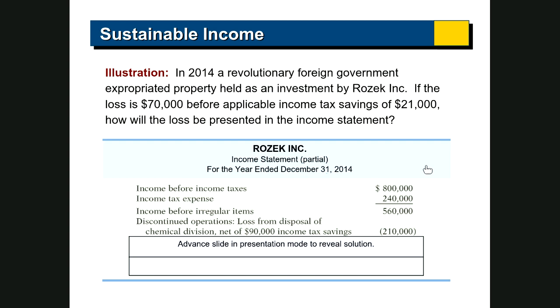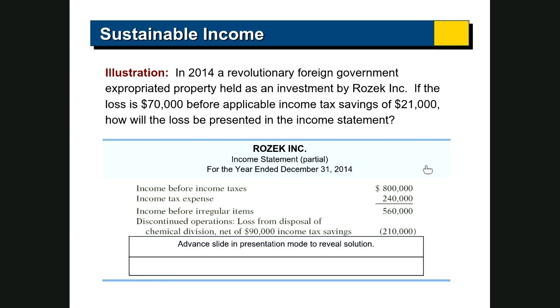It says in 2014, a revolutionary foreign government expropriated property held in investment by Rosec Incorporated. If the loss is 70,000 before applicable taxes, then how will the loss be presented? So a foreign government took something from them, and because of that, they suffered a loss, right? So again, this is an extraordinary item. This does not happen regularly. This does not happen on a regular basis. Therefore, this is considered an extraordinary item.